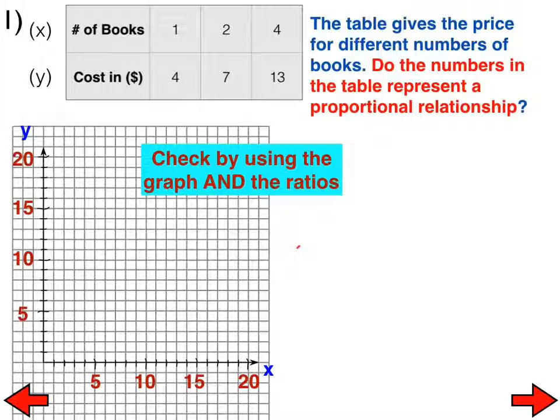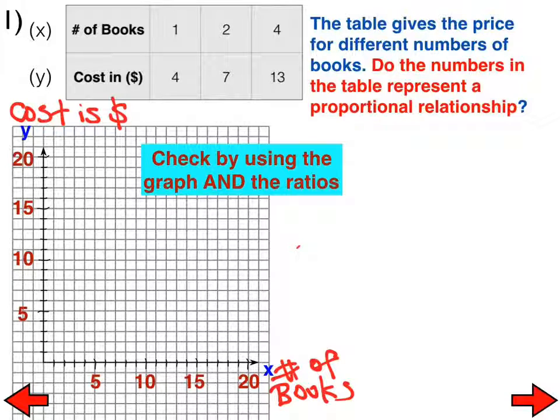I also want you to start labeling these axes. So since x is number of books, that means this is going to be number of books, and y is cost. So I'm going to write cost here. Cost in dollars. You go ahead and plot those points. I'll give you rulers.